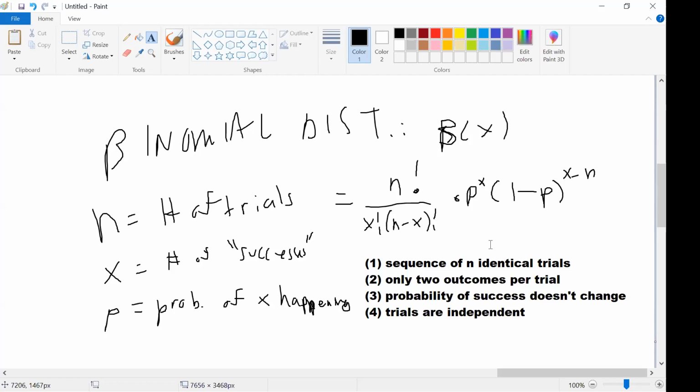Number 3, the probability of success does not change. Another way of wording this, replacement. Let's say we're picking from that deck of cards. If we pick a card and put it back in, therefore, the probabilities are all the same. If we pick that card and take it out, no, probabilities change. Binomial does not apply. And finally, our trials are independent. 3 and 4 are essentially saying the same thing. They're slightly different, but the general concept is the same.